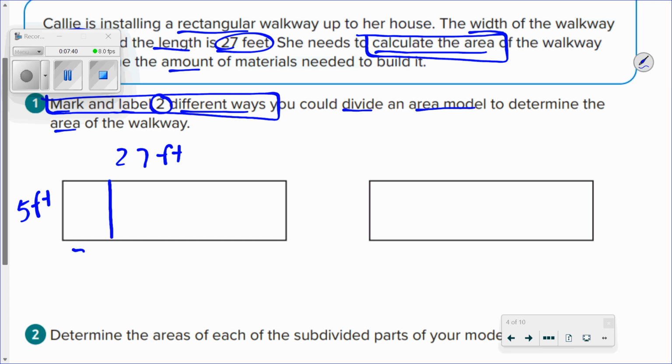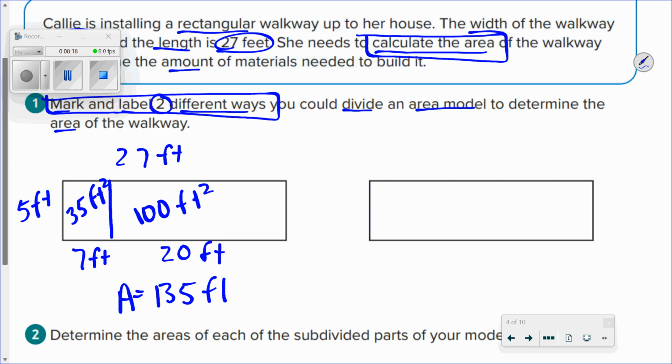What if I make this 7 feet and 20 feet? Is that still 27 feet? It is, right? But watch what happens. Is it easy for you to do 7 times 5? Yes. What is it? 35. Is it easy for you to do 5 times 20? Yeah, what is it? So is it easy to tell what the area of this was? What's 100 plus 35? Wasn't that easy?